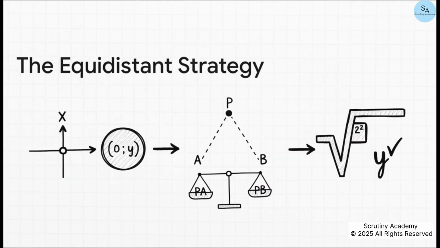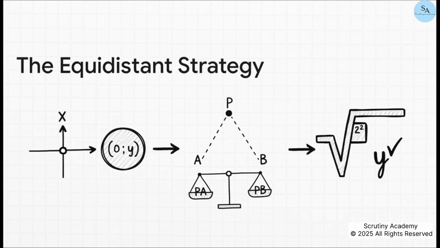So here is the winning game plan, and it works every time. First, you have to remember that any point on the y-axis must have an x-coordinate of 0. So let's just call our point (0, y). Next, we set up an equation. The distance from our point to A is equal to the distance from our point to B. Then we use the distance formula on both sides, square everything to get rid of those annoying square roots, and all that's left is a simple equation to solve for y.